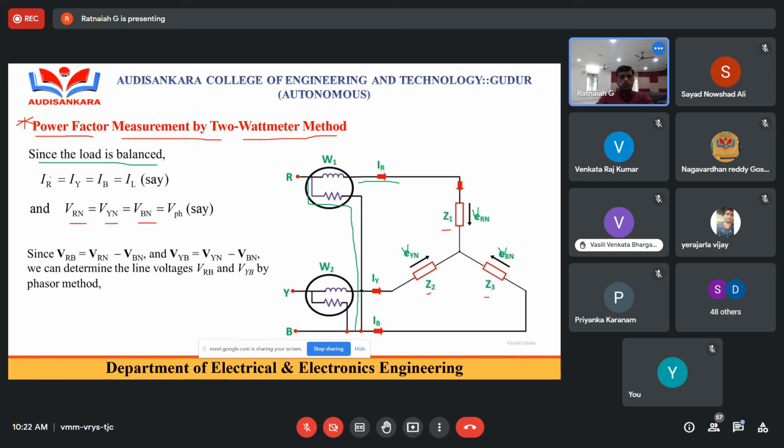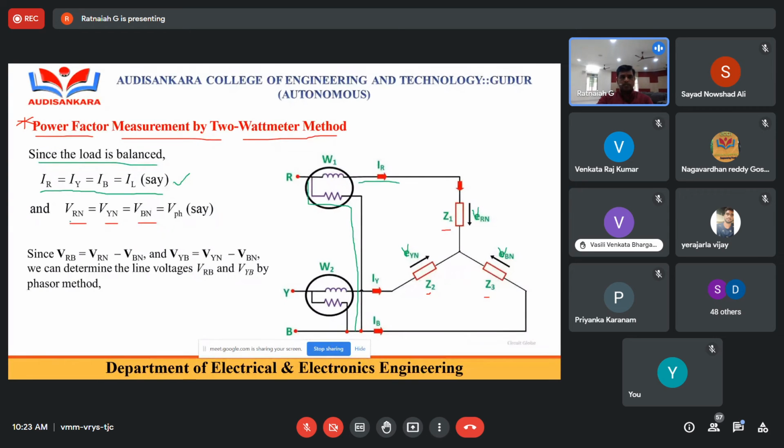B. So the load is balanced means IR is equal to IY is equal to IB is equal to IL, because in case of balanced load, per phase impedance is the same. Therefore, current through each impedance is the same. So in case of star connected network, the phase and line currents are the same. That's why I'm going to take IR, IY, IB equal to IL, where IL is the line current.